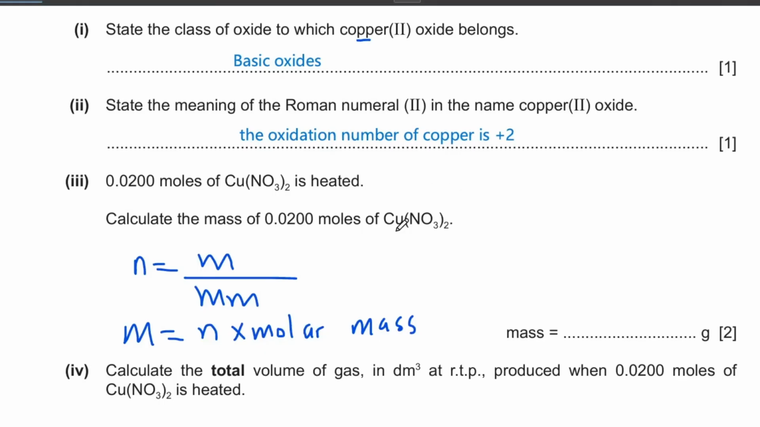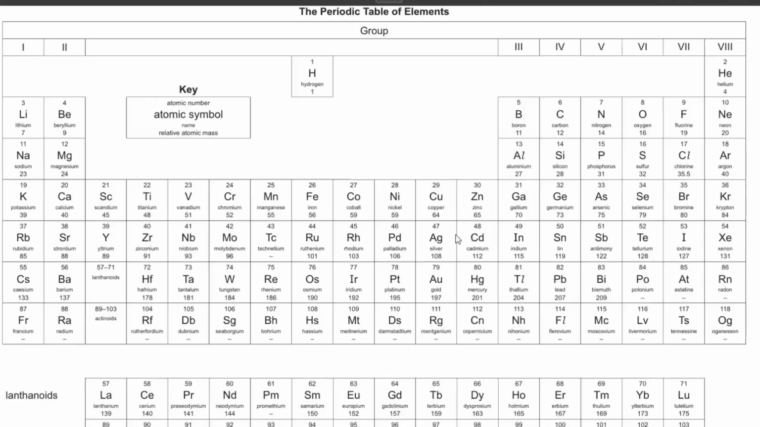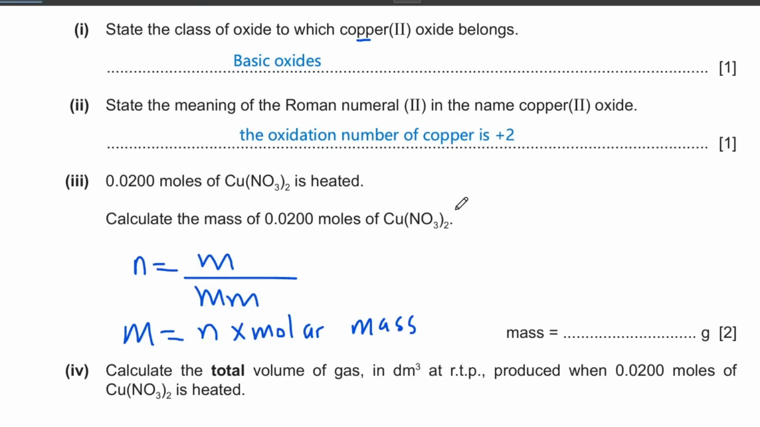In order to get the molar mass, we add the relative atomic mass of all the elements in the compound, just like we calculate the relative formula mass. So you check the periodic table. What is the mass number of copper? Copper has a mass number of 64. How many coppers do we have in the formula? We have only one, so it's going to be 64 plus nitrogen is 14. And check your periodic table to confirm that.